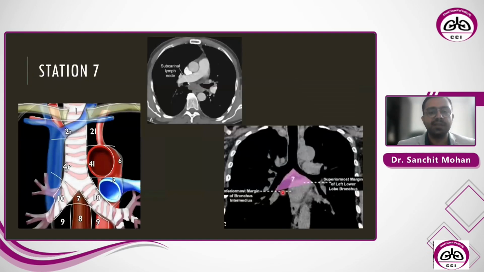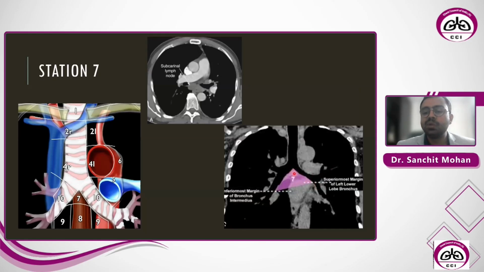Now going to station 7. Station 7 is the easiest node to identify and the easiest node to sample. This is the coronal section of the patient showing station 7. This is the trachea, right main bronchus, left main bronchus. The right main bronchus divides into the right upper lobe bronchus and bronchus intermedius. This is the left main bronchus going to divide into the left upper lobe bronchus and the left lower lobe bronchus.